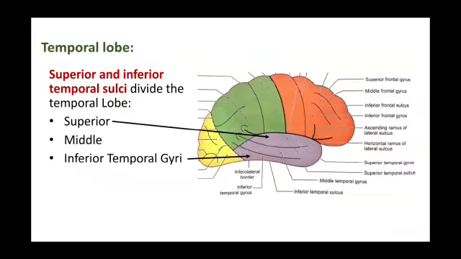Next we are going on to the temporal lobe. This contains two sulci, that is the superior and inferior temporal sulcus. This divides it into three gyri, that is the superior, middle and inferior temporal gyri.